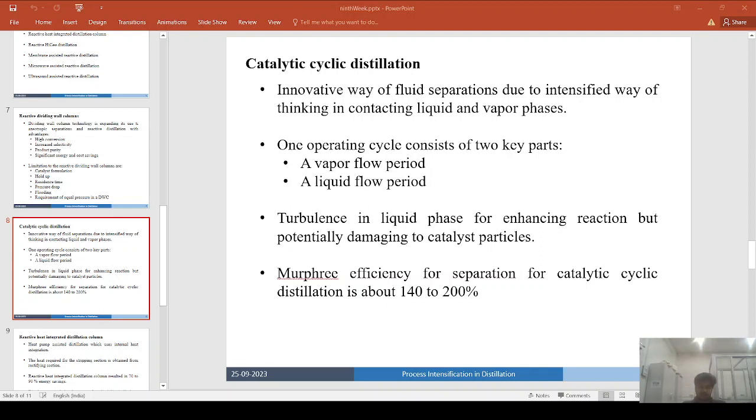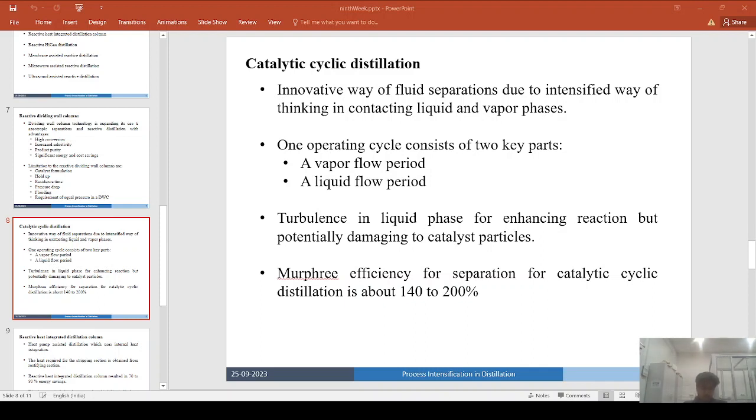When a vapor flow period is used, the thrust of the rising vapor prevents the liquid downflow. This is how you blow up the vapor phase. Due to the vapor flow provided over a period, the thrust of the rising vapor prevents the downflow of the liquid.